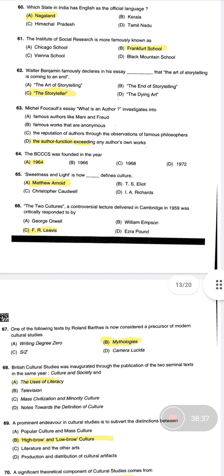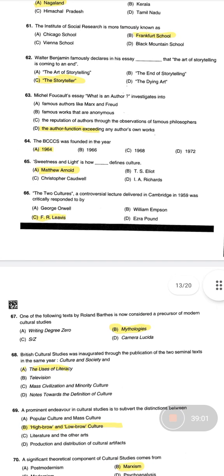Question number 63. Michel Foucault's essay, What is an Author? Investigates to what? What does it deal with? It deals with the author function exceeding any author's own work. Okay. The BCCCS was founded in the year 1964. That too we have to learn. 1964. Sweetness and light is how dash defines Matthew Arnold's culture. Sweetness and light is how Matthew Arnold defines culture.